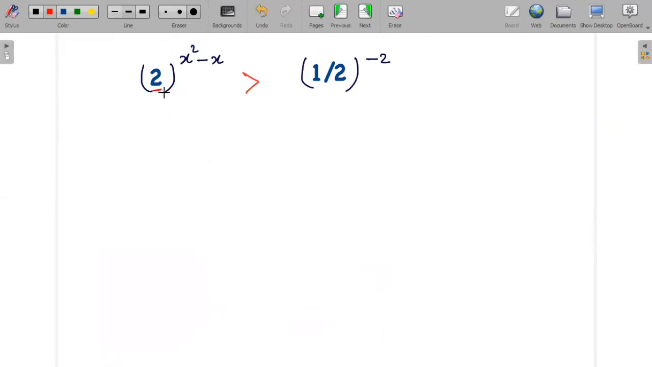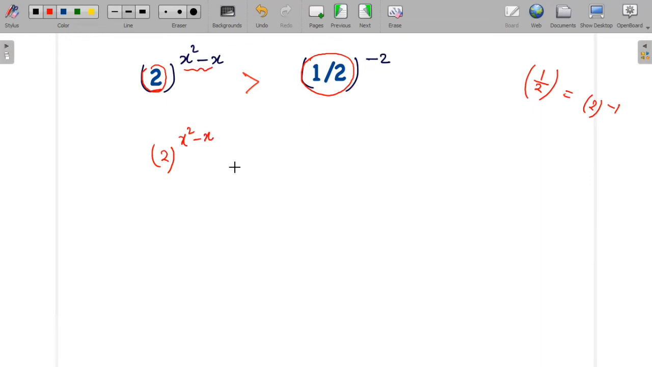In this one, we have 2 to the power x square minus x, and it is given that this expression is greater than 1 upon 2 to the power negative 2. The first thing is that their bases are not equal. We have a 2 on one side and 1 by 2 on the other side. Is there any way you can correlate their bases? Of course, you can write 1 by 2 as 2 to the power negative 1. You can even do the same thing with 2, but we need to start with some reference.